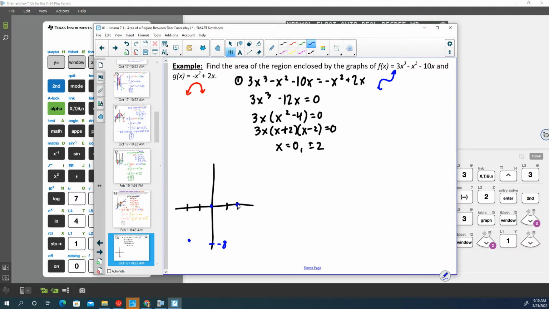All right, so it goes something like this. No, it dips below. Something like that. Again, we don't even really need to know this. You can mark it if you want.